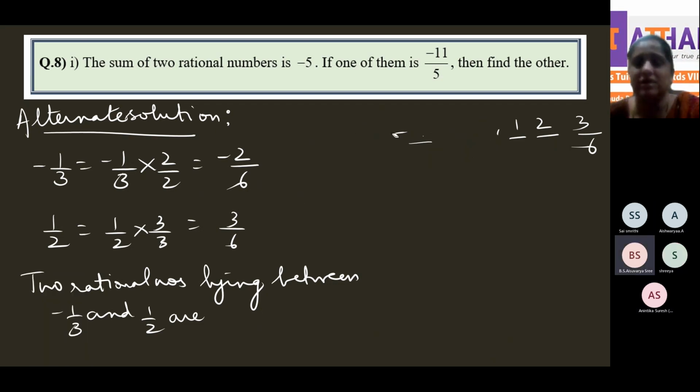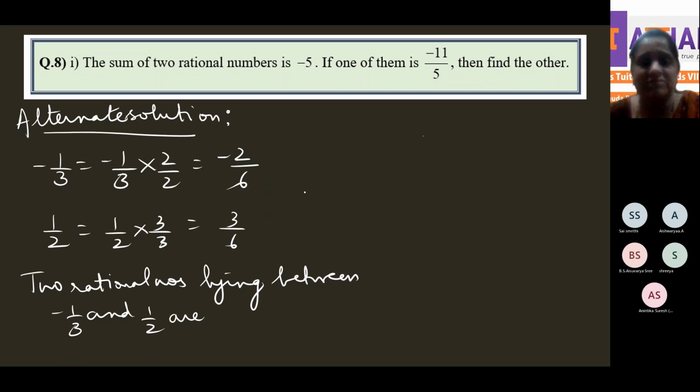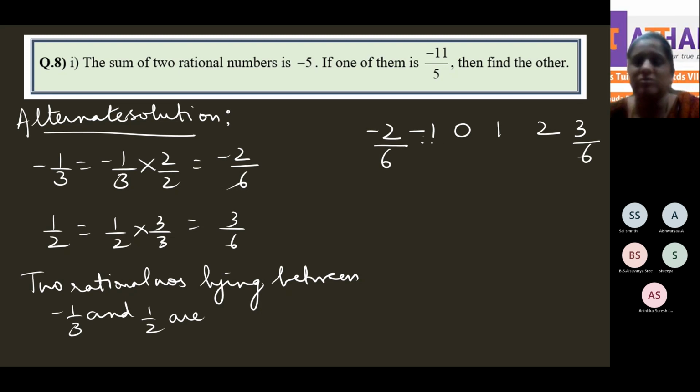I'll just write it once again. You can just have a look at the screen. Since the denominators are the same, we are only concerned with the numerators. So -2 on the left side, 3 on the right side. Now between -2 and 3, what are the integers we have? We have -1, 0, 1 and 2. Take everything with the denominator 6, because it's -2/6 and 3/6. So -1/6, 0/6, 1/6, 2/6.